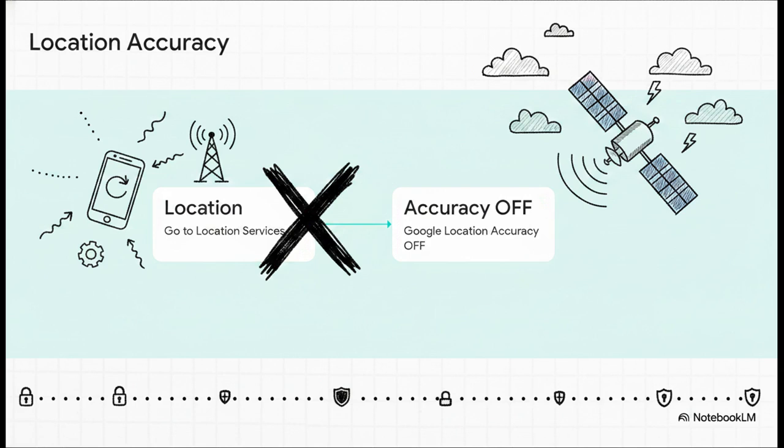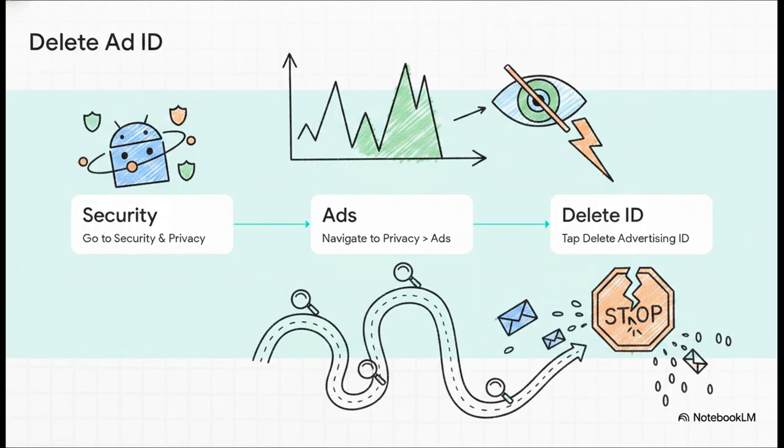It might take a second longer to find you on a map, for sure, but it completely cuts off that continuous telemetry stream to Google. Next, we need to disrupt the behavioral profiling on Android.